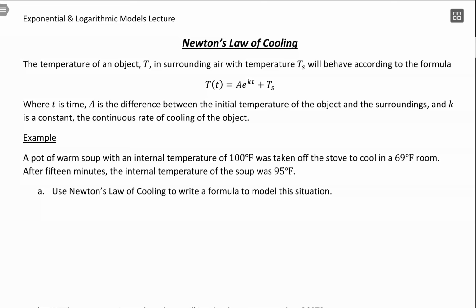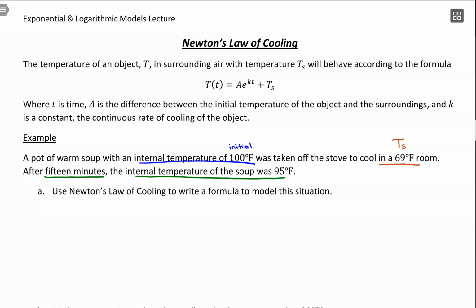So let's look at how we would apply this, finding this formula and then using it. So we have a pot of warm soup with an internal temperature of 100 degrees Fahrenheit. So that's the idea of our initial temperature. And it was taken off the stove to cool in a 69 degree Fahrenheit room. So this would be our room temperature. You can think of that as T with the subscript of S. And then we have this information: after 15 minutes, the internal temperature of the soup was 95 degrees Fahrenheit.